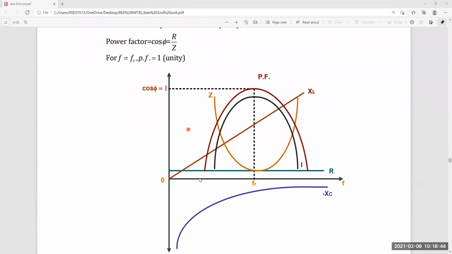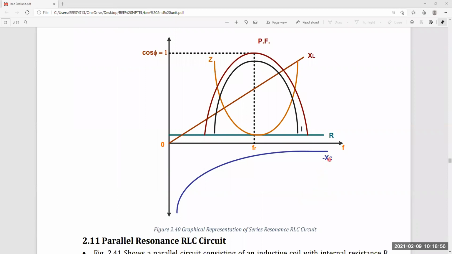So this is the graph. XL is proportional to F, that's why we will get it like this. And XC is inversely proportional to F, so we will get it like this. At F equal to 0, the capacitive reactance is maximum, infinity.